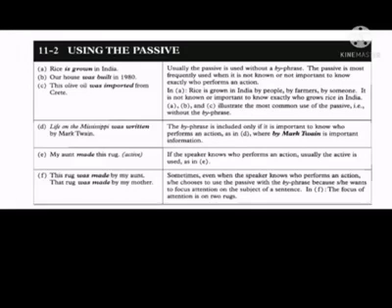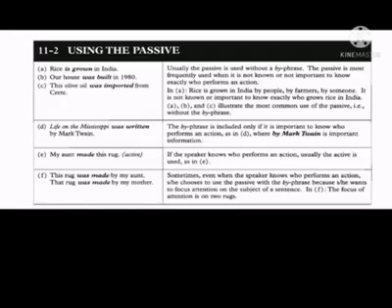Lesson 2: Using the passive. Why should you use the passive? You don't want to say who or what did the action. You don't know who did the action. The object is the most important part of the sentence. Usually the passive is used without a by phrase.